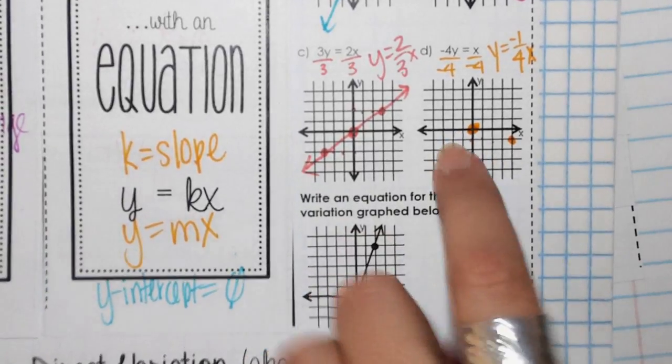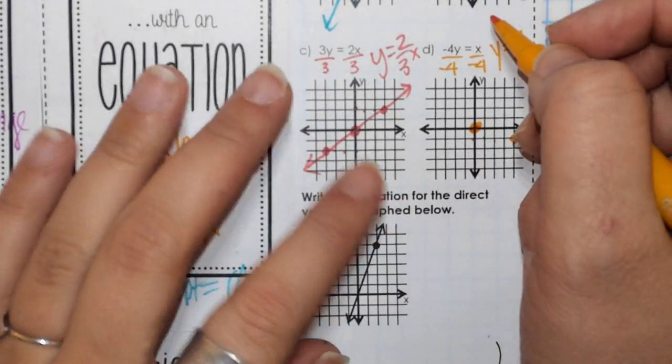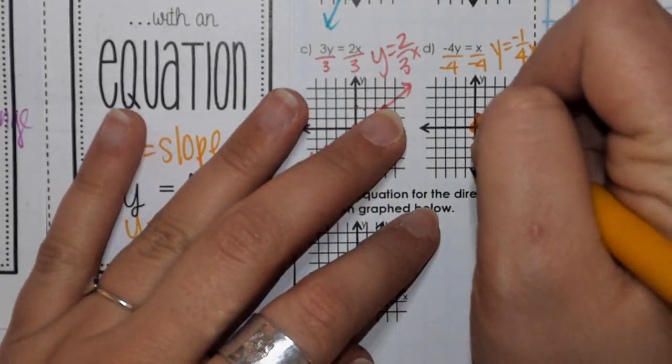Alright, now, what else do we need to do? So we went down 1, right 4, what else do we need to do? You go up 1, left 4.